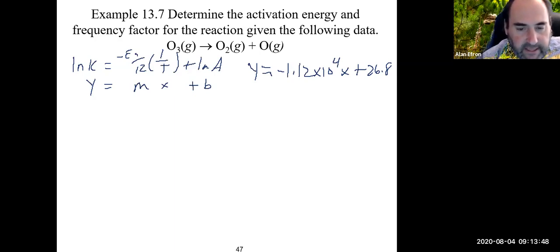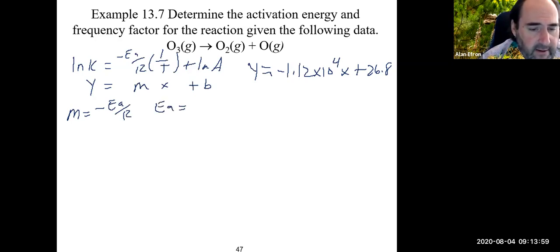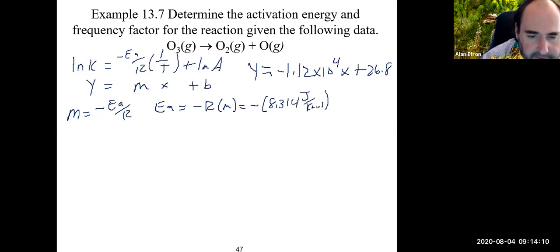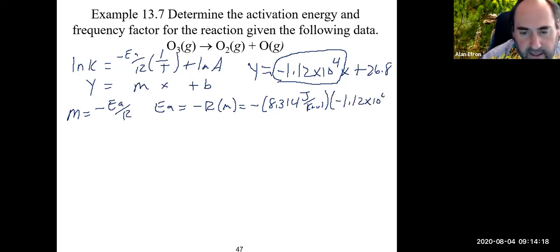So when we look at this, this obviously is our y equals mx plus b. So remember that the slope, when you do this, is equal to minus E of A over R. So our E of A would equal minus R times the slope. So again, minus our 8.314, which is our gas constant. So that's that constant value. The slope is going to come from the equation of the line, which is right here. And that would be minus 1.12 times 10 to the 4. Again, as we talked about, our negative here and our negative here, it's going to turn our activation energy into a positive number, which is what we want.